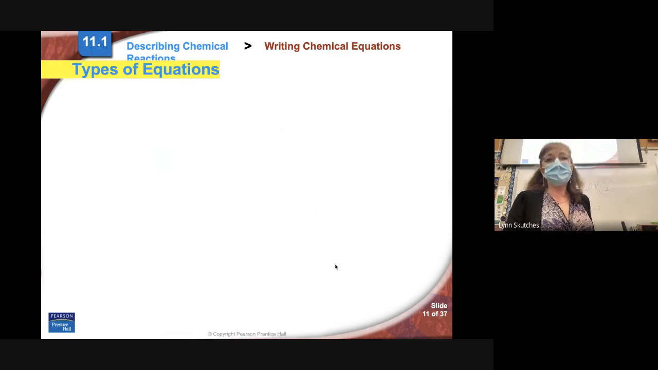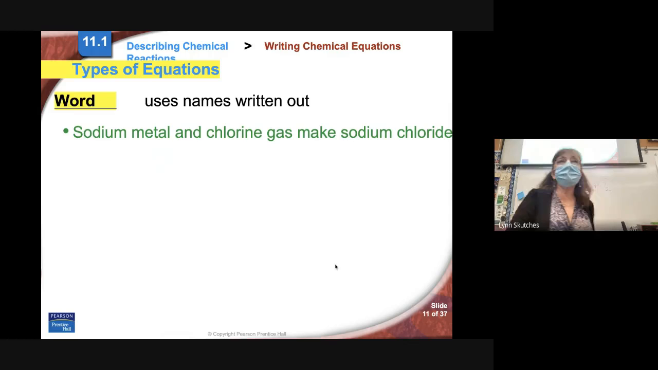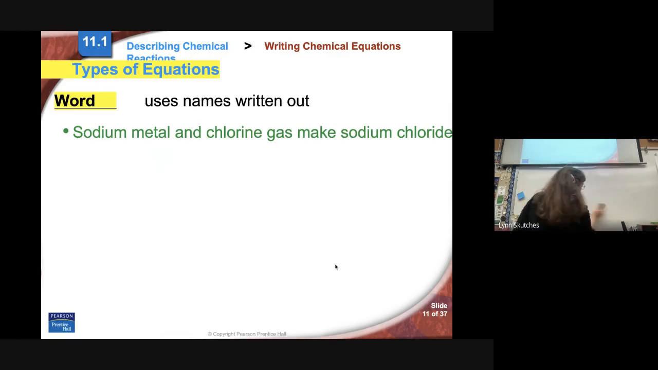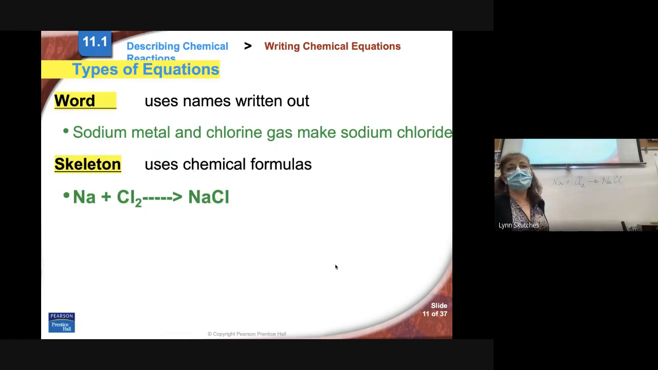It's kind of fun. All right, so there's different kinds of equations. The book lists out word equations. This is when we use the names of the elements or compounds that are involved with the reaction. So sodium metal and chlorine gas makes sodium chloride. And so in your head, I hope you're seeing things like, oh, sodium, that's Na. Chlorine gas, oh, chlorine's a halogen. It's diatomic. And you all, I'm sure, can visualize sodium chloride for salt and NaCl.